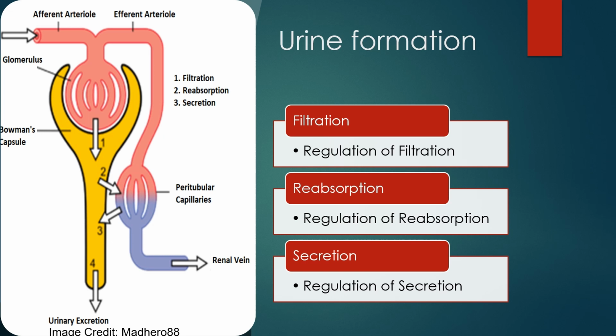Today we're going to be talking about the formation of urine. In order to form urine, you have three big processes: filtration, reabsorption, and secretion.